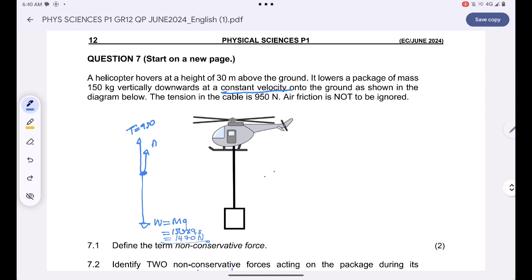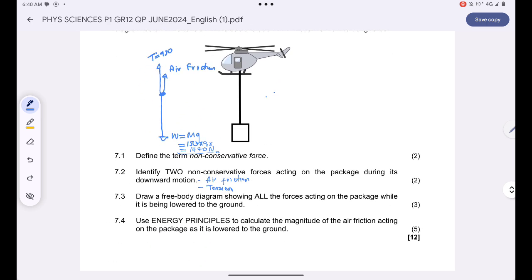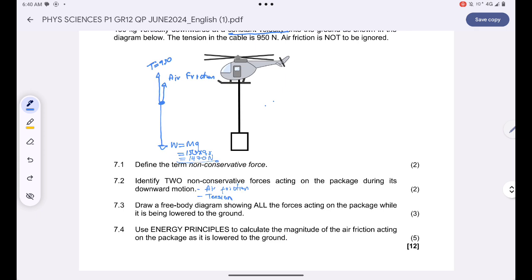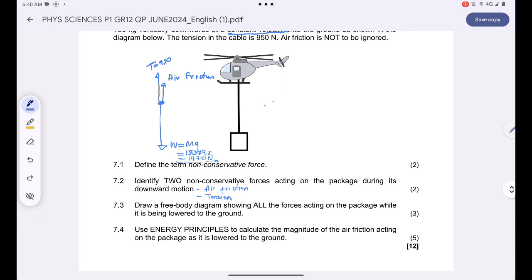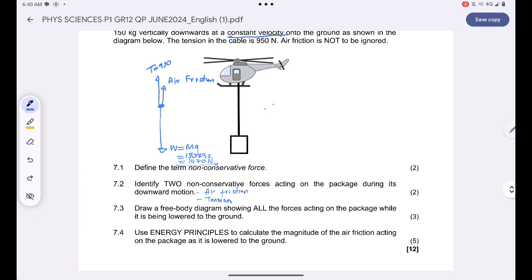I nearly said kinetic friction. That's air friction. Are you together? And obviously our air friction will just be the difference between the two. 1470 minus 950. So our air friction, we should get a magnitude of 520 if we are going to be asked.